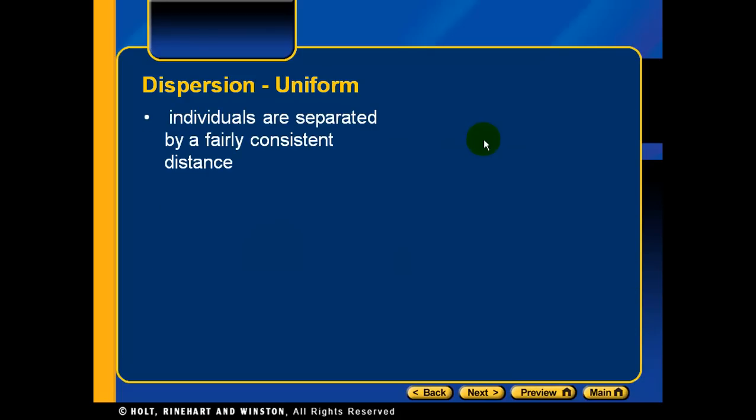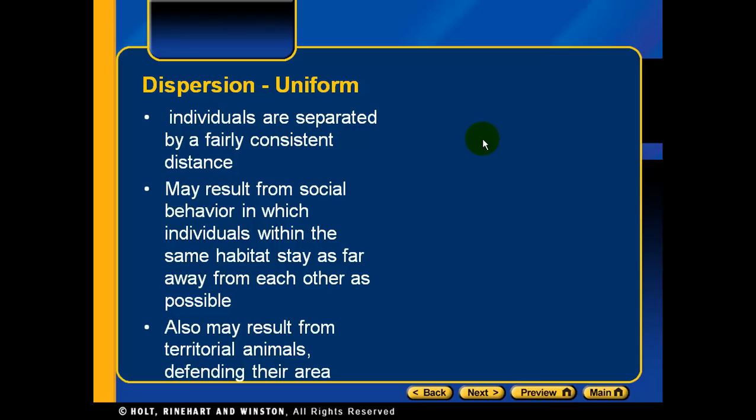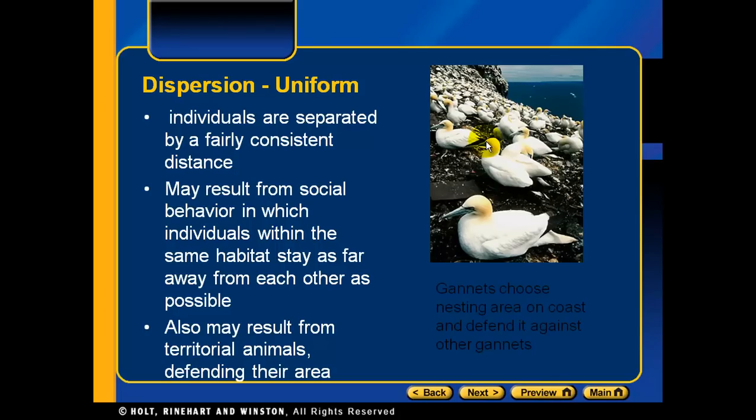Uniform dispersion. Individuals are separated by a fairly consistent distance. It may result from social behavior in which individuals within the same habitat stay as far away from each other as possible. It also may result from territorial animals defending their area. Here's an example. Gannets choose a nesting area on the coast and they fend it against the other birds. So you can see they're very uniformly spaced out.